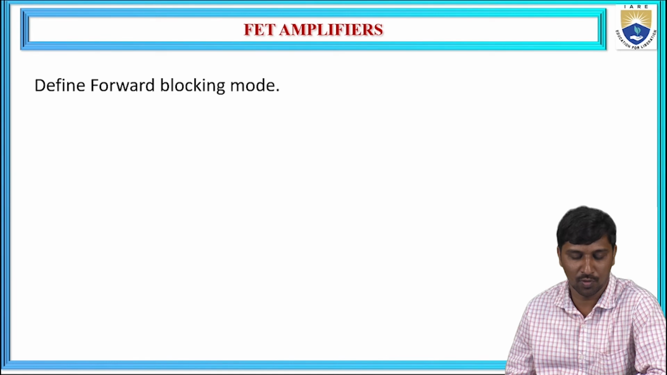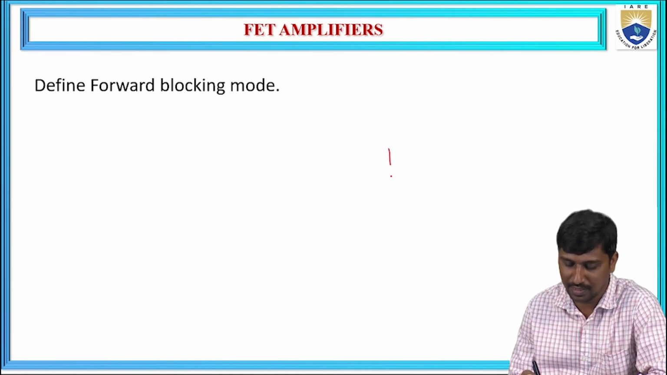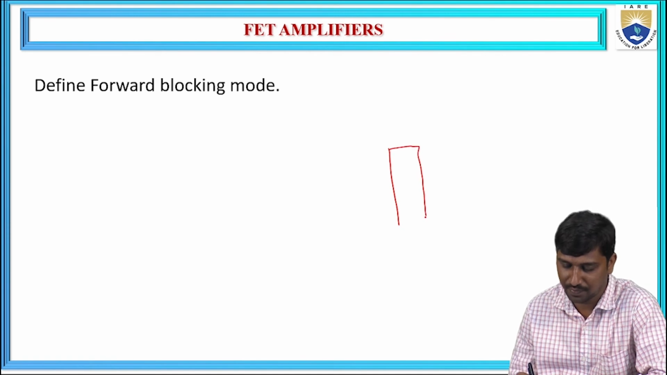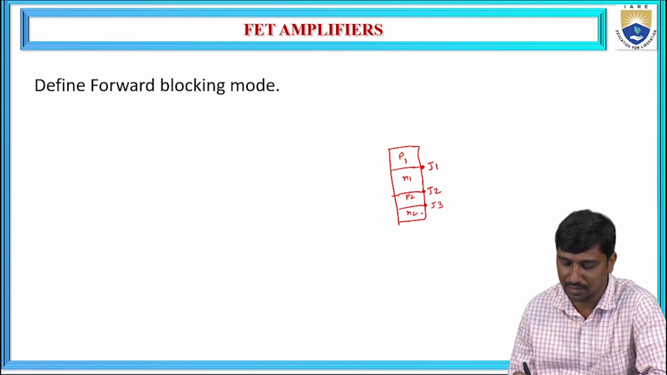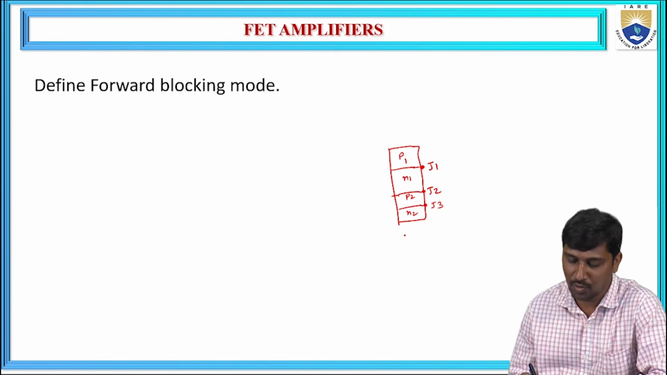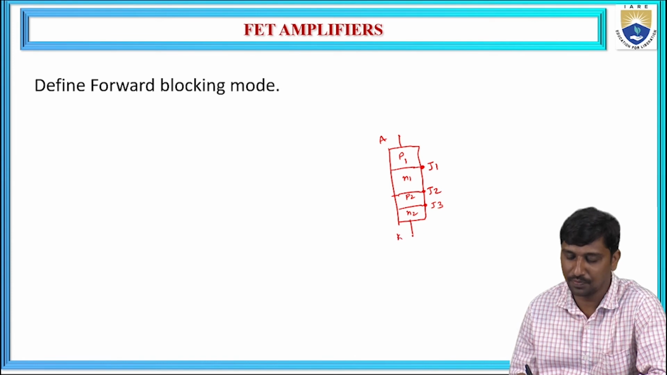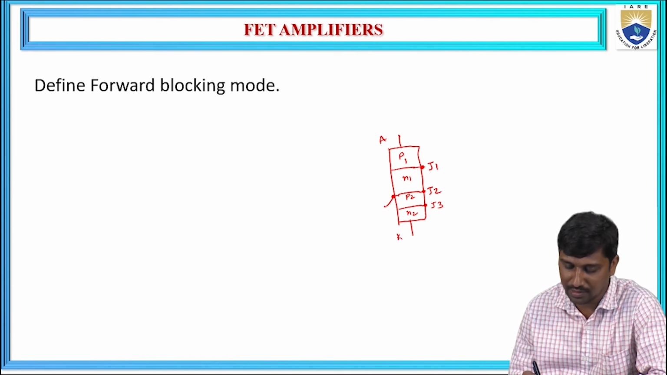Then define forward blocking mode. What is a forward blocking mode? Let us take the internal structure of this device. It contains P1, N1, P2, and N2. This is represented as the junctions J1, J2, and J3. For forward blocking mode, we apply the anode here and the cathode here, and nearby this junction we have a gate terminal.